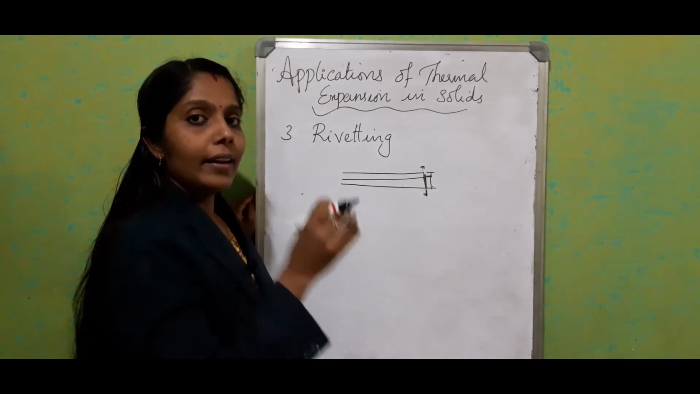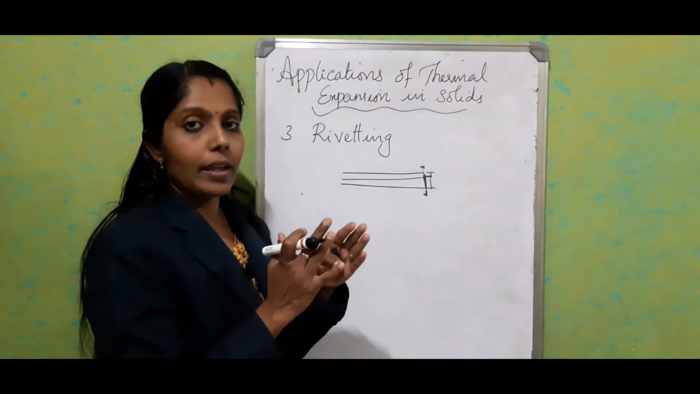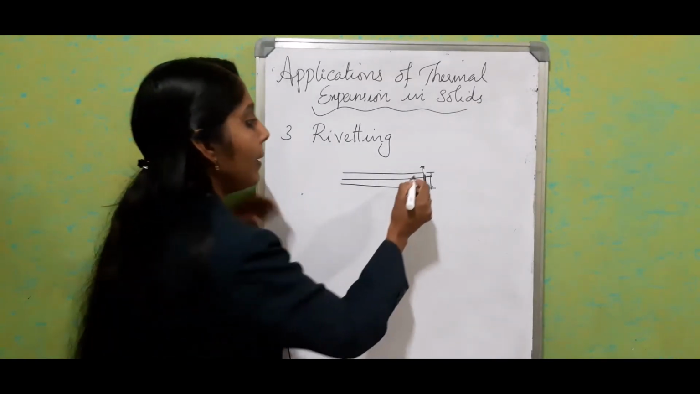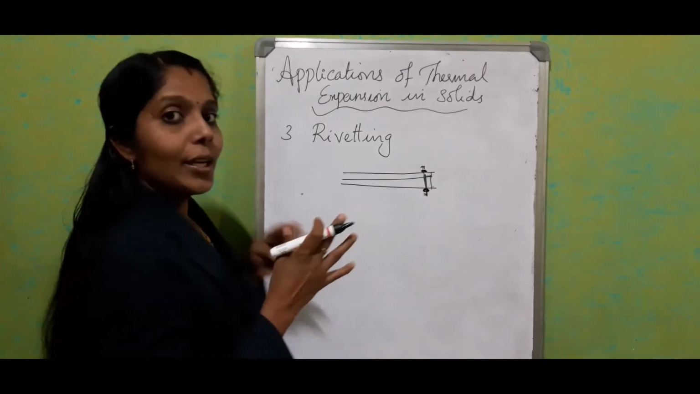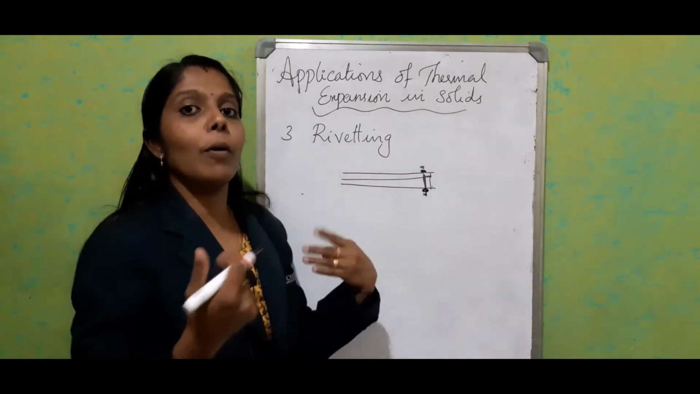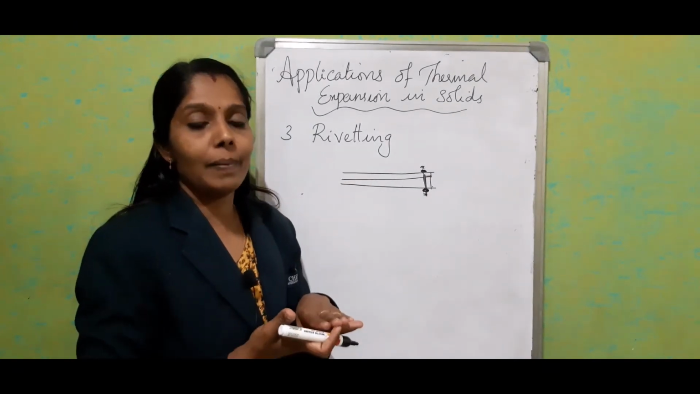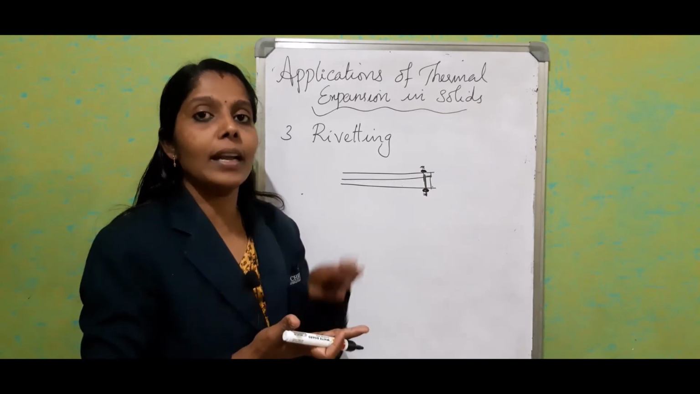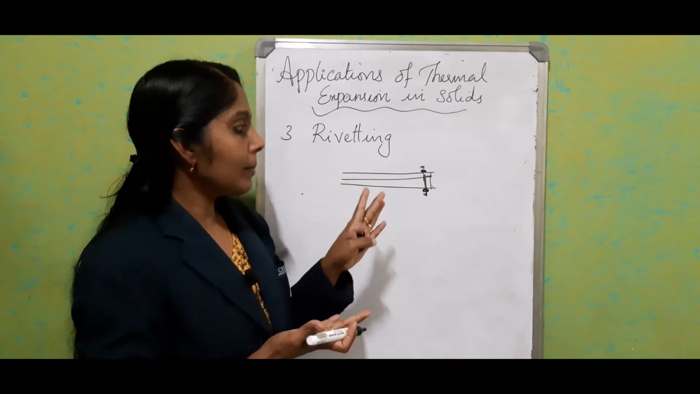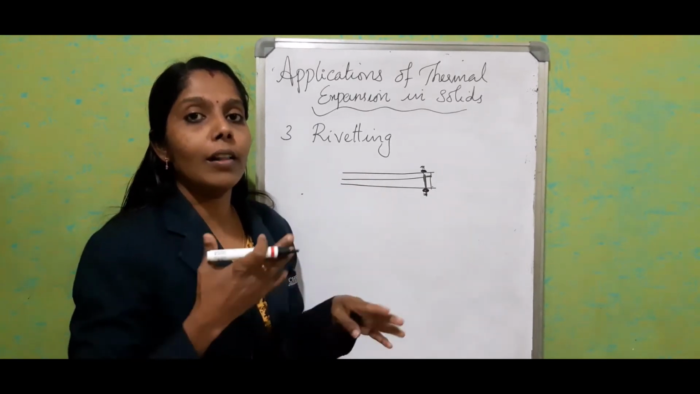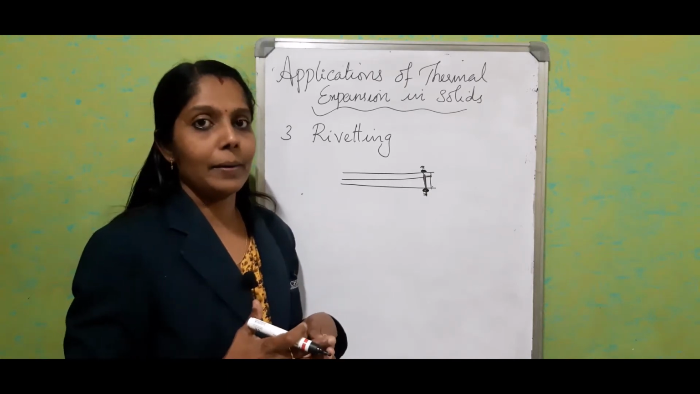Then after cooling, what happens? It contracts. But since we hammered both ends, there is no option for it to come out of the hole. So it keeps both steel plates together, fixed and closer. We use this method in all machinery parts wherever we need perfect alignment.